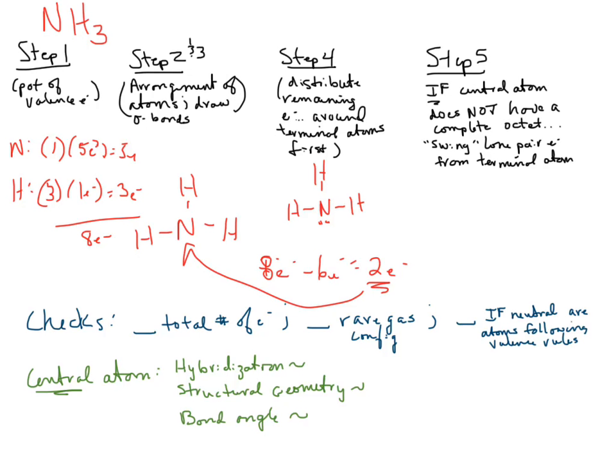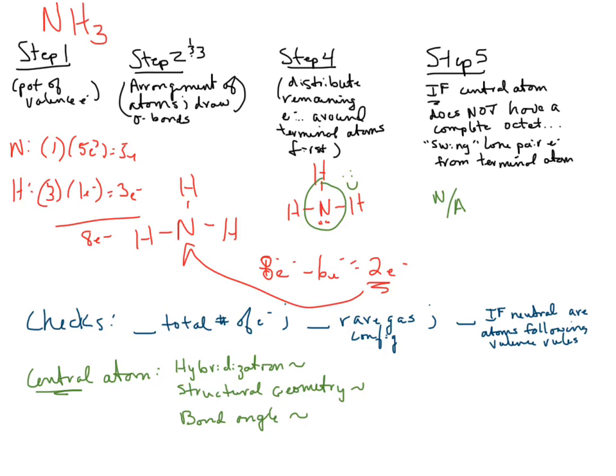Now step number 5 doesn't always apply, and actually it doesn't apply here either. Step number 5 is you turn your attention to the middle atom, which in this case is nitrogen, and if it doesn't have a complete octet, then you need to swing some lone pair electrons in, make a pi bond. So we're done. We're ready for our checks.